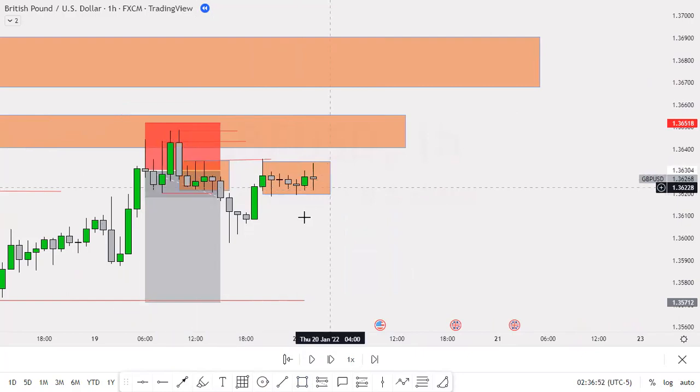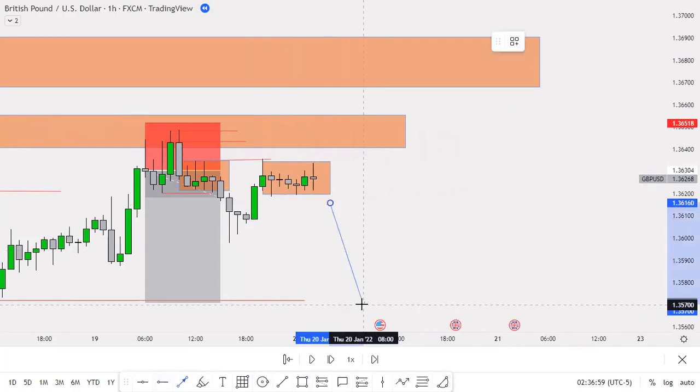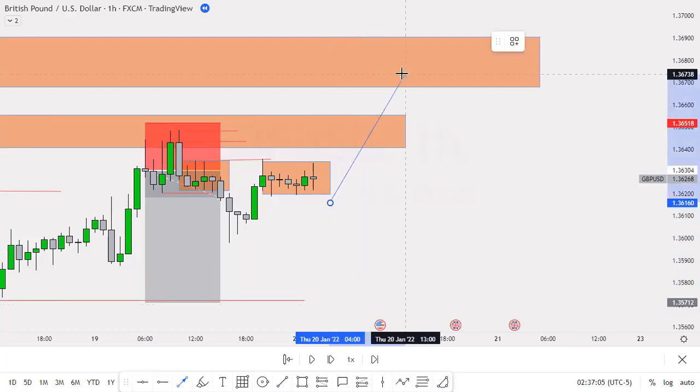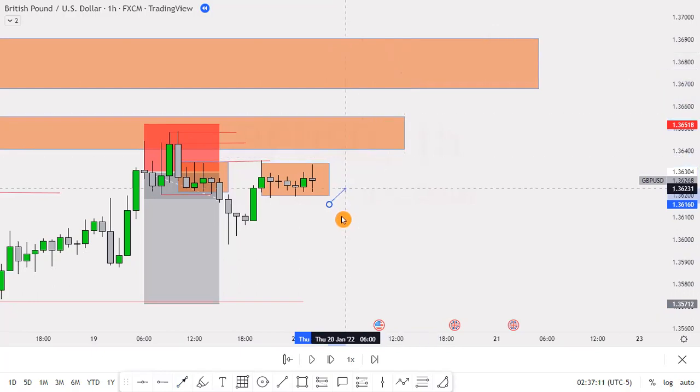So you can see either a break to the downside, with a very strong momentum to the downside, or some strong momentum to the upside, maybe mitigating this order block or this order block. We don't know, but we have to believe in our strategy. The only thing is to know what is happening.